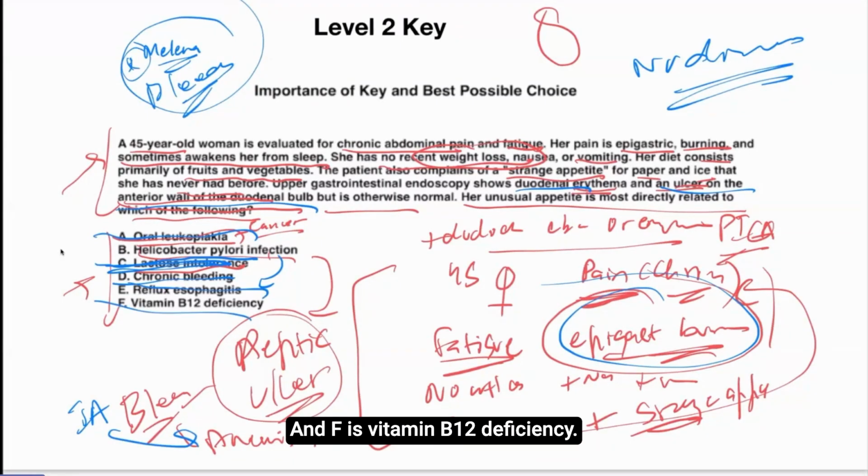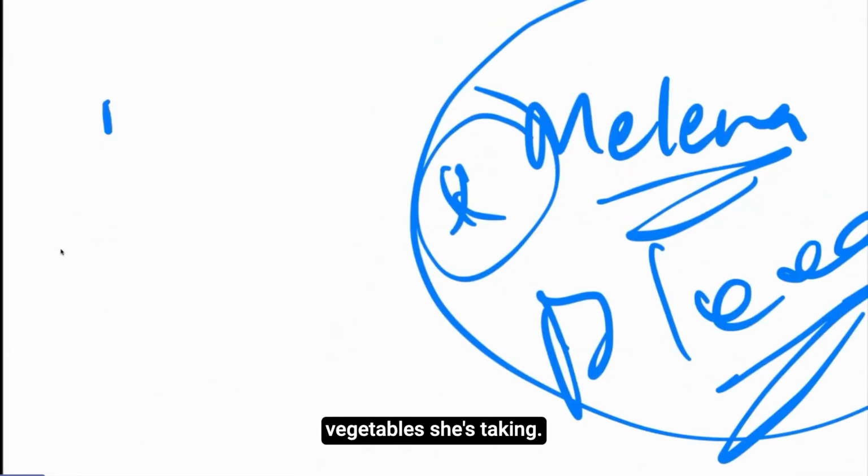And F is vitamin B12 deficiency. Again, vitamin B12 deficiency can lead to anemia, but it leads to other things as well. Number one, she is on a diet of fruits and vegetables. Let's look at that: fruits and vegetables she's taking.